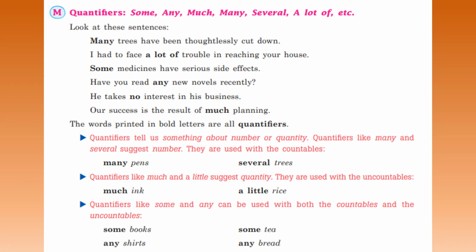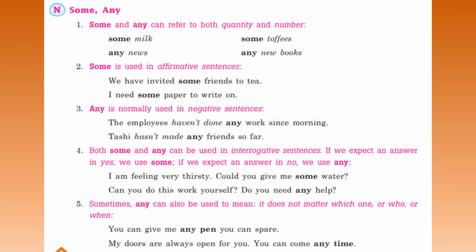Quantifiers like some and any can be used with both the countables and the uncountables, like some books, some tea, any shirts and any bread. Some and any can refer to both quantity and number. For example, some milk, some toffees, any news, any new books.